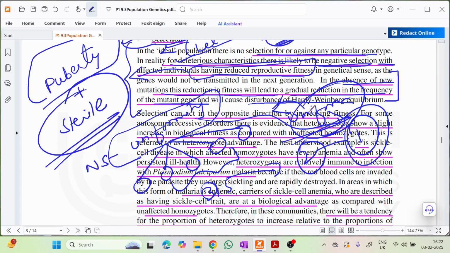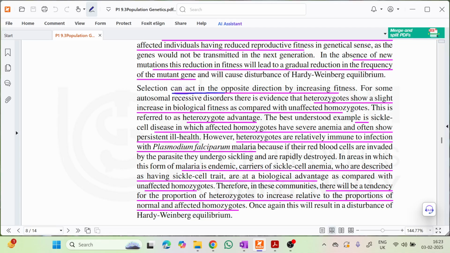So this uniformity is broken down by the presence of mutation. Here the much needed diversity is being brought in. So if mutations are not there, in the absence of new mutation, the reproductive fitness of the population will reduce, and the genetic frequency will also reduce. Then selection can also act in the opposite direction by increasing fitness, which is positive natural selection.